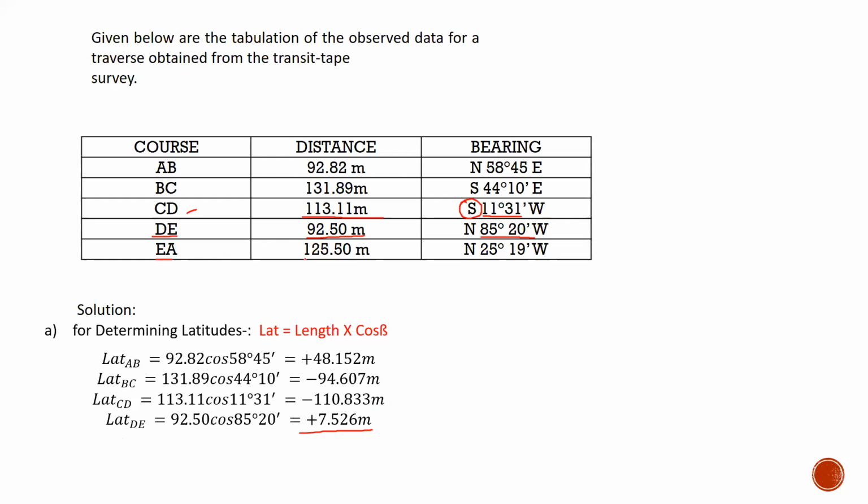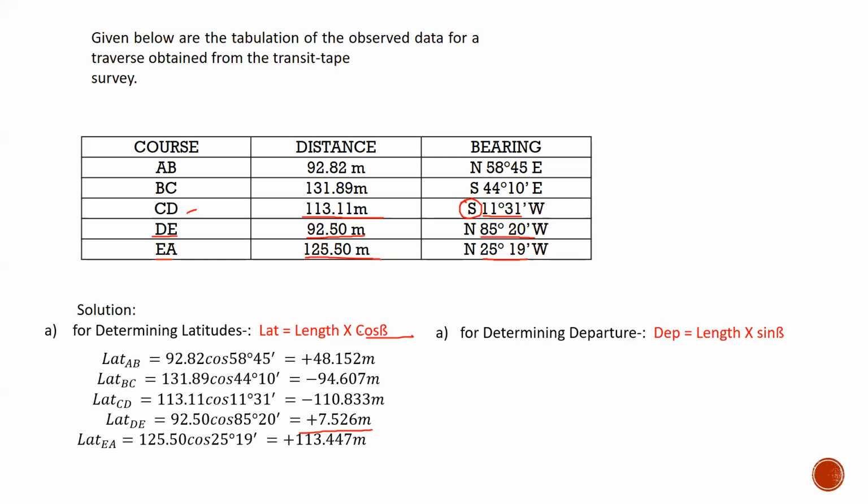And last, we have latitude EA. For the latitude of EA, that is 125.50 meters times the cosine of the bearing, 25 degrees and 19 minutes. We have positive 113.447 meters. So that is our latitude.